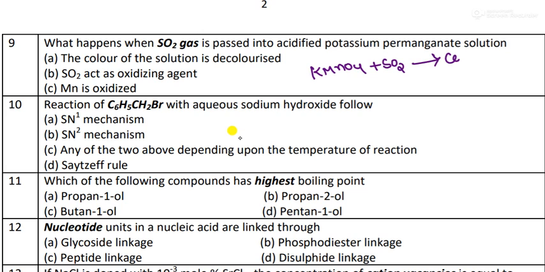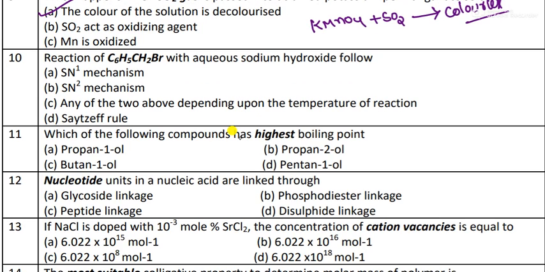Let's see one more very important question. What happens when sulfur dioxide gas is passed through potassium permanganate? Remember, potassium permanganate is pink in color. When you pass sulfur dioxide gas, it becomes colorless. It changes color, so the answer is that it decolorizes the solution.